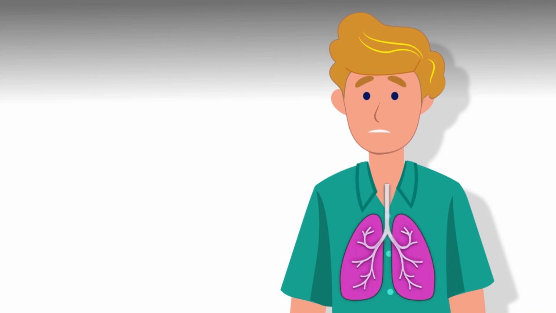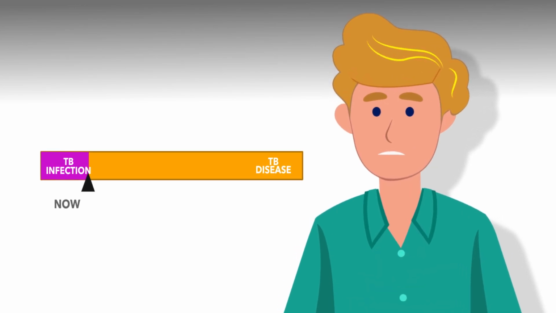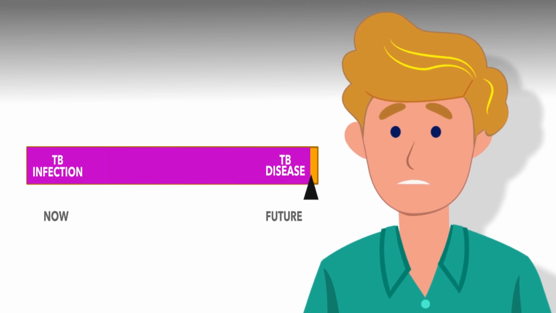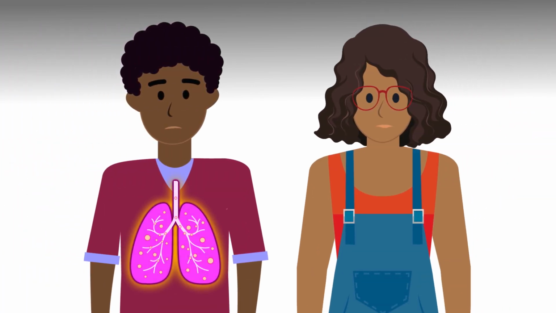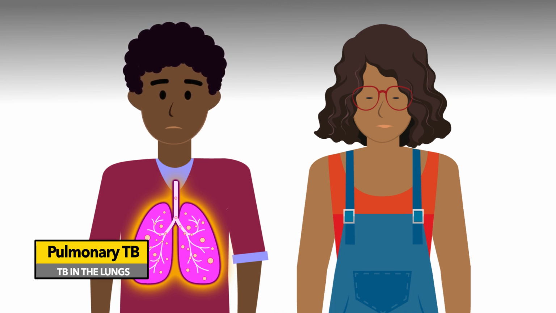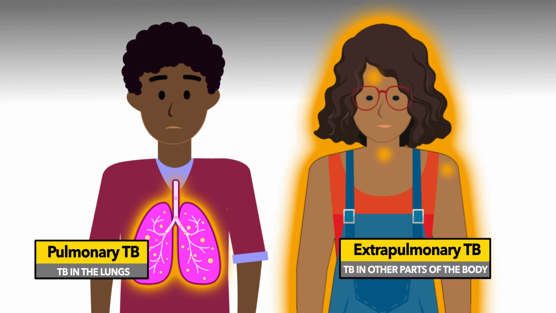Someone who has become infected may develop TB disease in their lungs or in other parts of their body, either soon after infection or years in the future. Most of the time, TB affects the lungs, but it can affect any part of the body. Disease in the lungs is called pulmonary TB. Disease in other parts of the body is called extrapulmonary TB. TB of the lungs is the type that is most likely to spread from person to person.